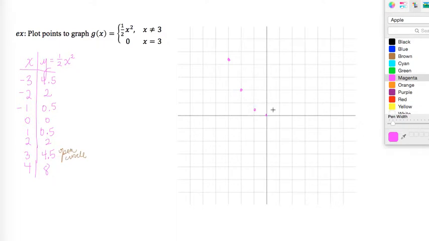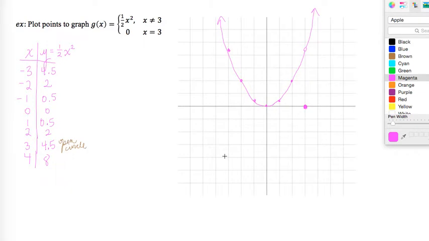Now this should be a U kind of shape. It's curvy. Quadratics are curved. They're not V's. There's no sharp point at the bottom. Okay, so g of x is defined by this parabola everywhere except for 3. When x is 3, y is defined by 0. It's just right there. Okay, so that's it for piecewise functions.